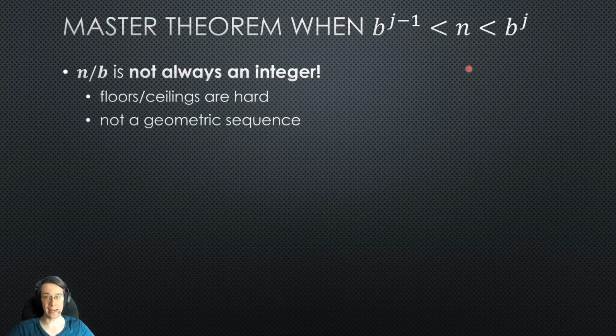Well, in that case, as you repeatedly, successively divide n by b, you're going to get n over b squared, n over b cubed terms that are not integers. And if you want things to be integers, you're going to have to introduce floors and ceilings into the math. And those floors and ceilings are extremely hard to deal with. And if you don't introduce floors and ceilings, then you don't have a sensible geometric sequence that you can actually solve for explicitly.